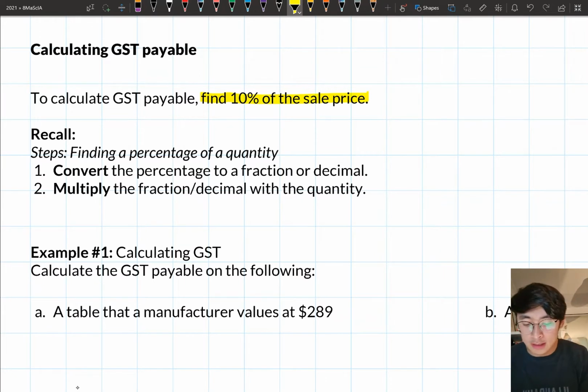You can convert your percentage to a fraction or decimal. I usually prefer doing it with a decimal, and then we multiply that fraction or decimal with the quantity. So here, those are two steps. You convert and then multiply.